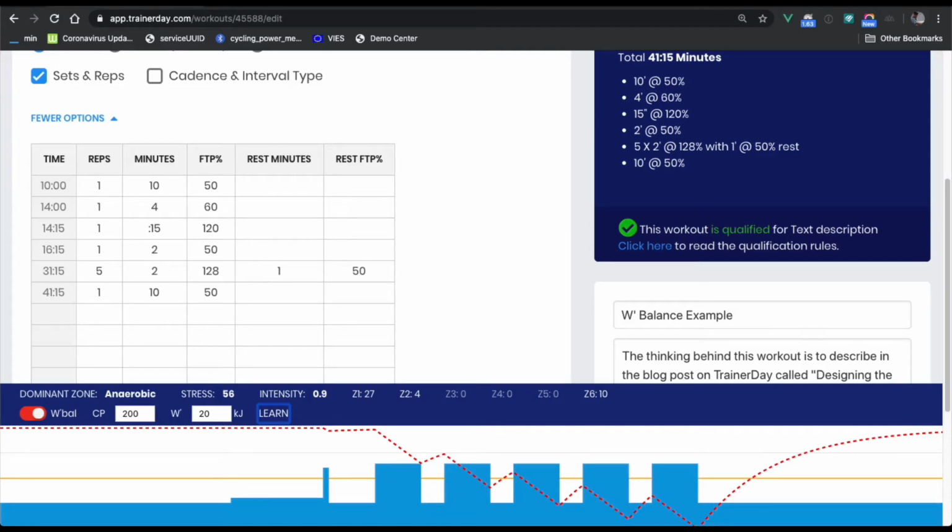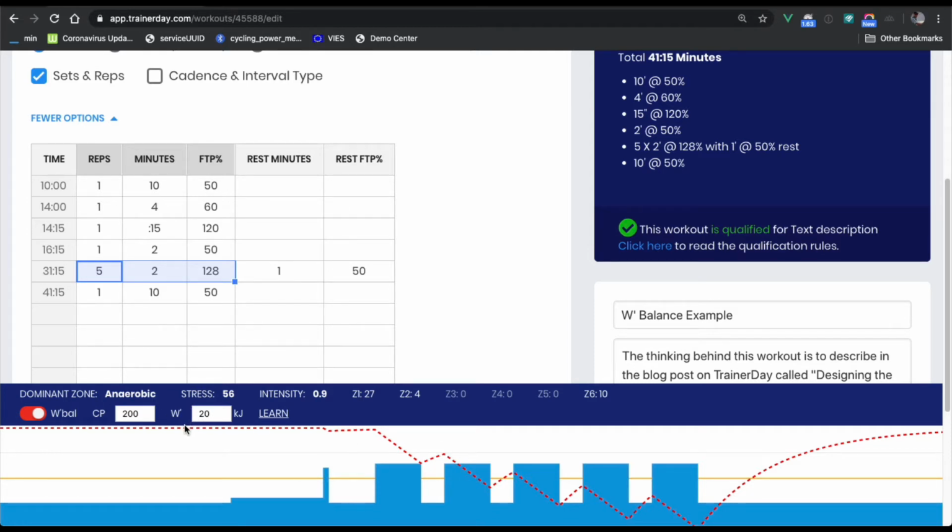Okay, here I'm going to show you how to use W prime balance in your workout design. So here I'm on the sets and reps option in our tool, so I can see that I have these five intervals and five rests. And I've set my critical power or FTP to 200 and my W prime to 20 kilojoules. And on the side, I describe kind of how this works, how you can determine your kilojoules.